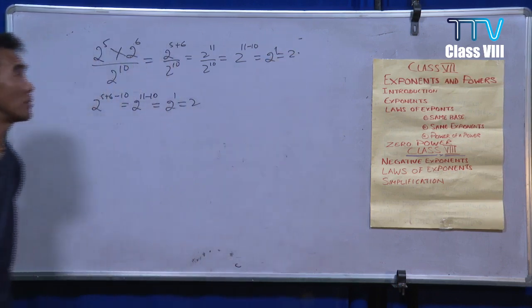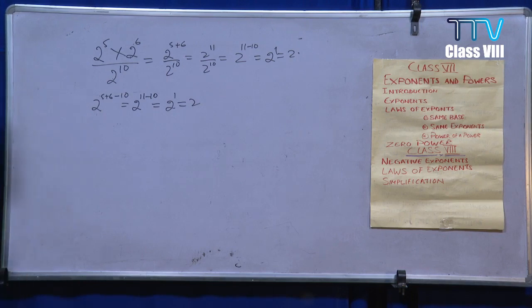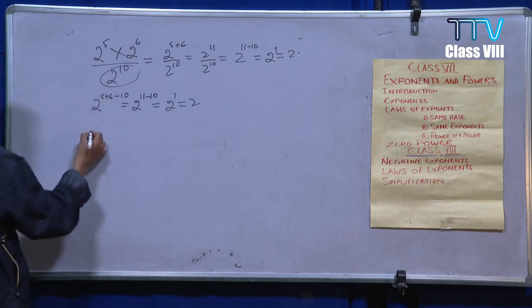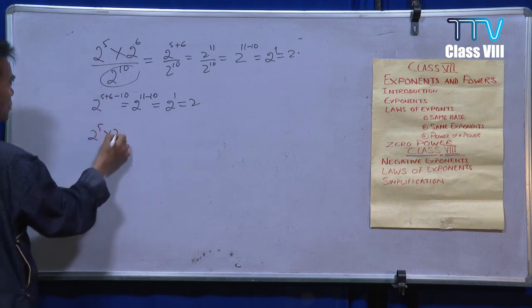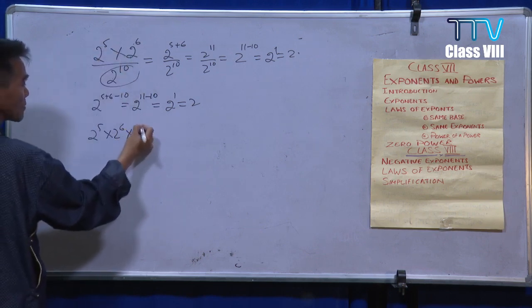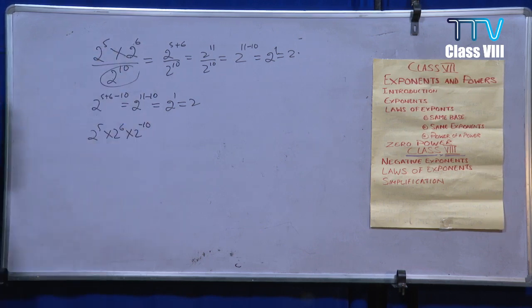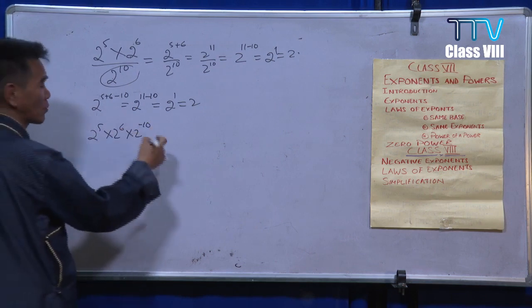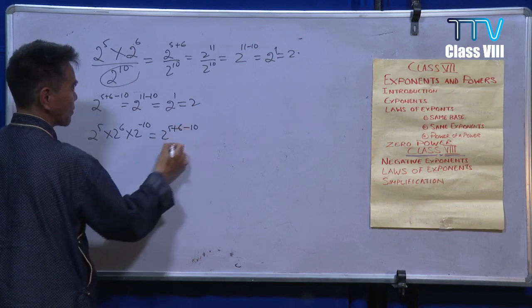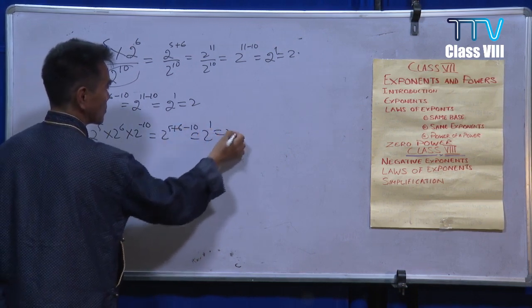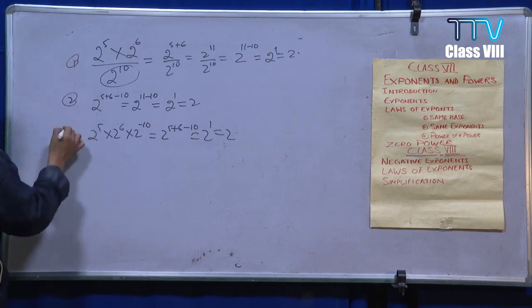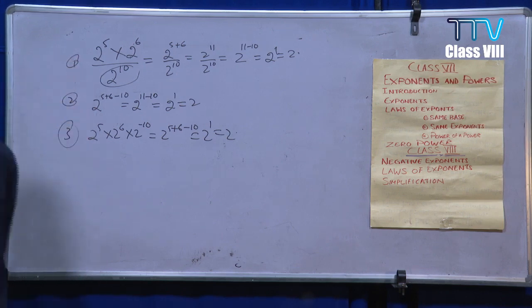Substitute it. 2 raised to power 5 multiplied by 2 raised to power 6. Multiplication: add the powers, 5 plus 6 minus 10, which is 2 raised to power 1, equals 2. This is a method you can use.